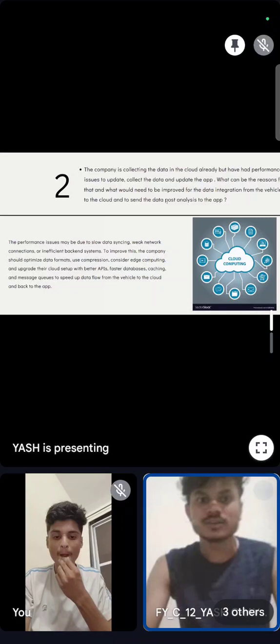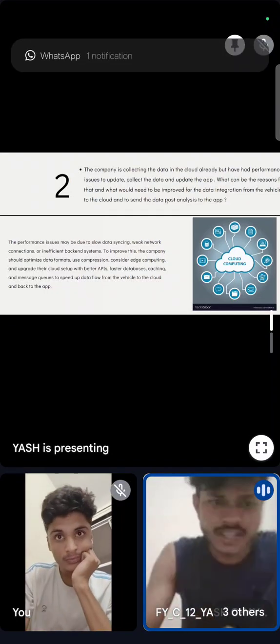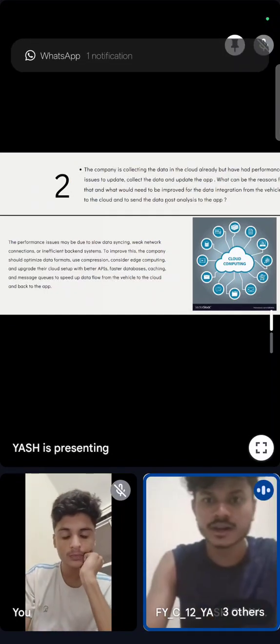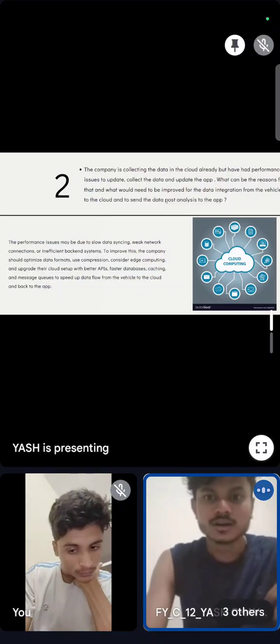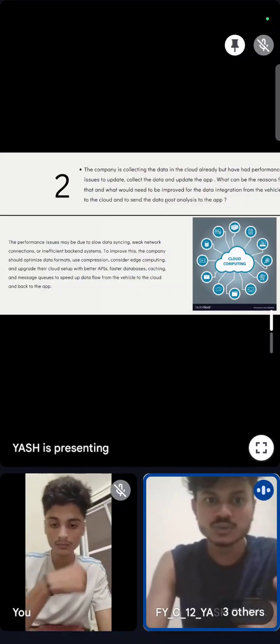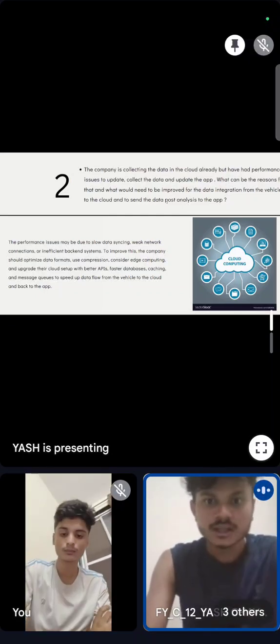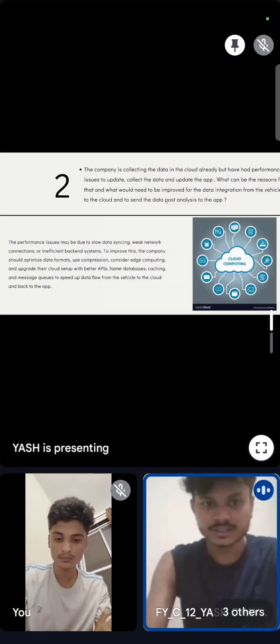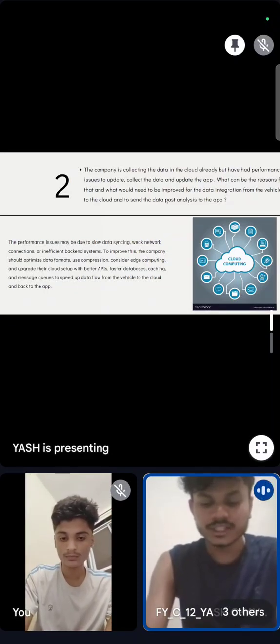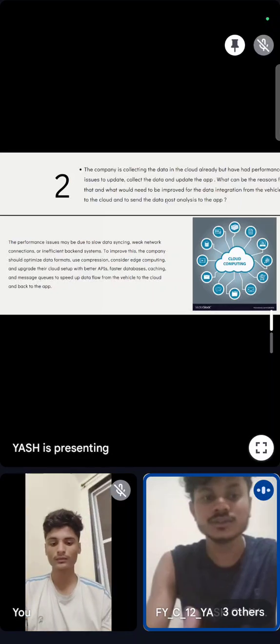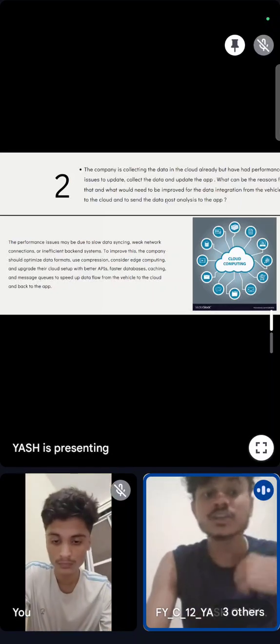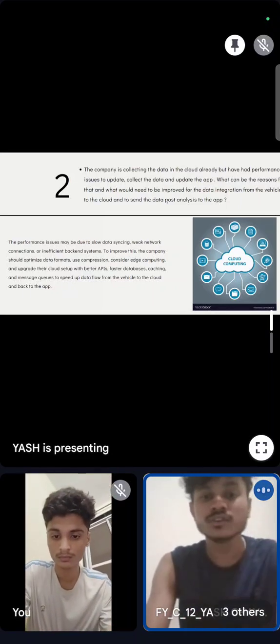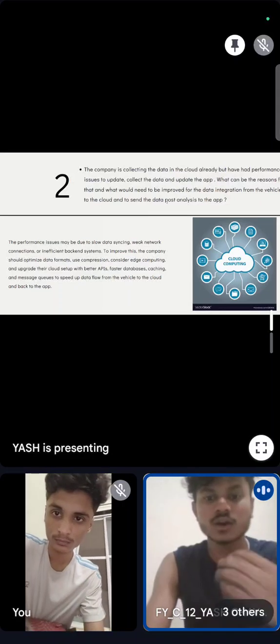So the next problem statement or question is that the company is already collecting the data in the cloud, but has good performance issues in updating and collecting data. So what are the reasons behind this? The data will be collected through networking connections, and insufficient backend systems. These are the problems which the cloud system or cloud computing faces.